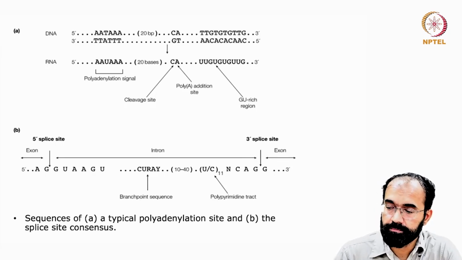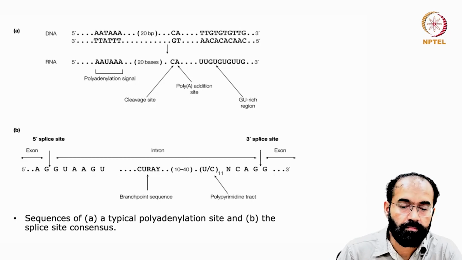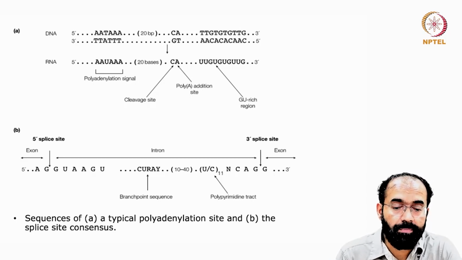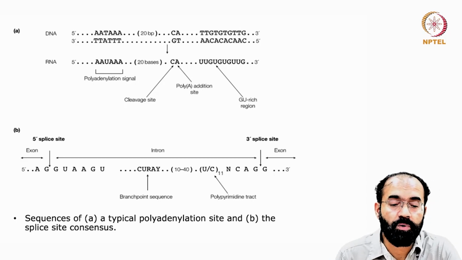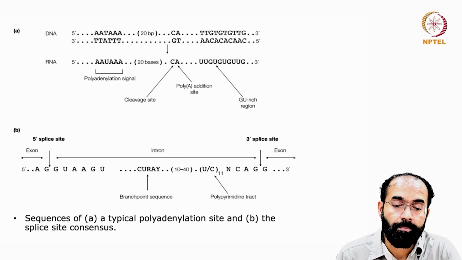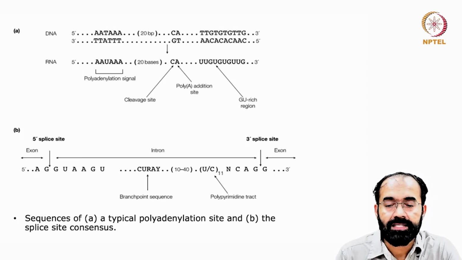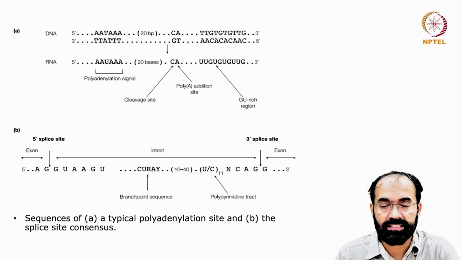And then what happens? You have a polypyrimidine tract, and followed by the polypyrimidine tract you have N and then CAG, and this intron ends with AG. So these sequences are very important for the proper functioning of the splicing.